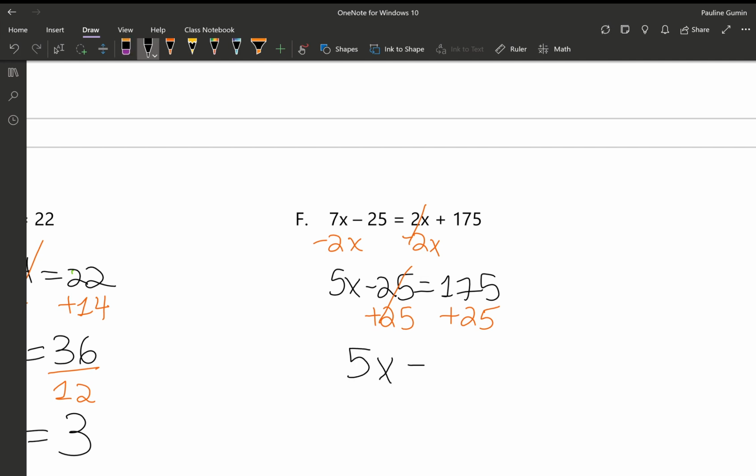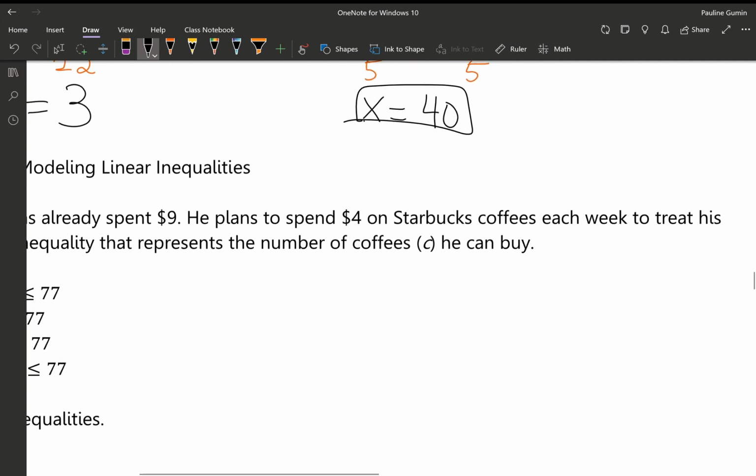Alright, we got 5x equaling 200. And of course we're going to finish this up by dividing both sides by 5. X equals 40. Alright, onwards we go.